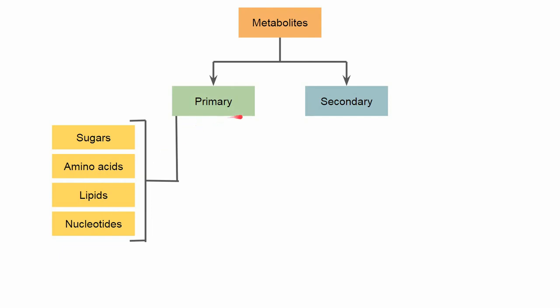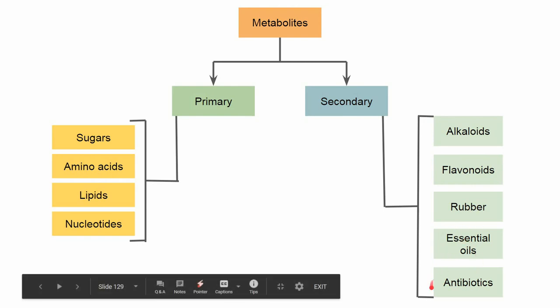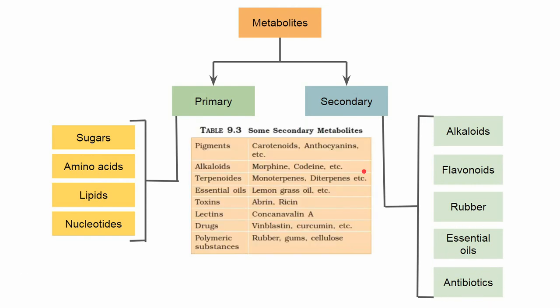While contrary to this, we have the secondary metabolites, whose function is not well defined. We don't know what they actually do. So some examples over here for the secondary metabolites are the alkaloids, flavonoids, rubber, essential oils, and the antibiotics. So this table over here shows some of the examples for secondary metabolites.